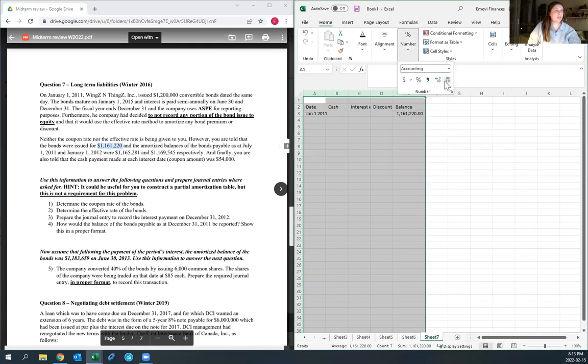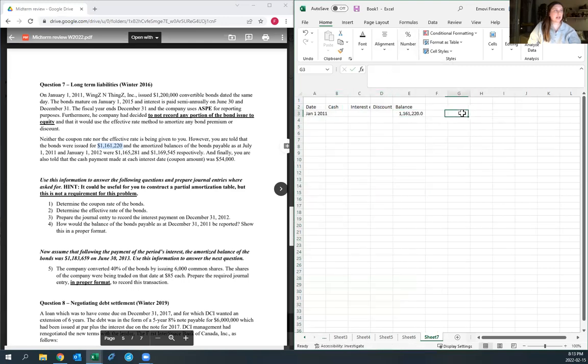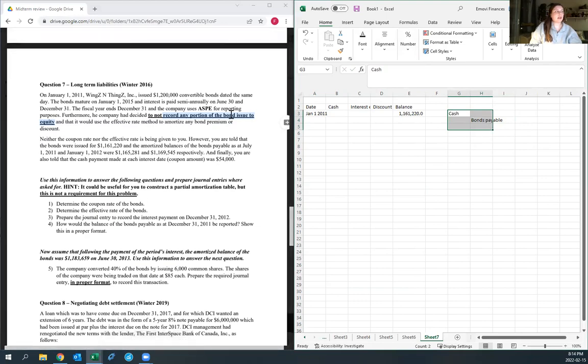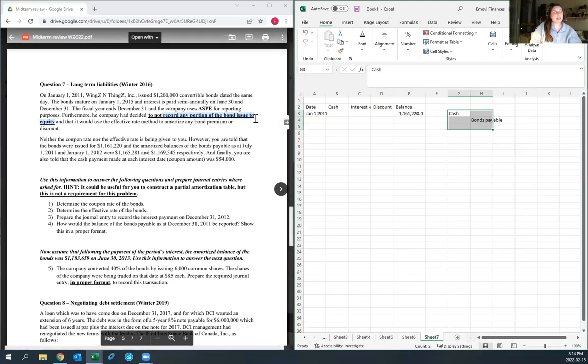And the way I taught you last week is that when they're issued, you're gonna have your cash, you're gonna have your contributed surplus, conversion rights, and you're gonna have your bonds payable. In this problem, we have no contributed surplus recorded, and that's because they say that they don't record any portion of the bond issue to equity, and your equity is normally the contributed surplus. So that means that when they're gonna convert their bonds, you're not gonna put any amount in contributed surplus as a debit. If they said that they recorded a portion of the bond issue to their debt or liability and equity, then that means that you would have the contributed surplus.